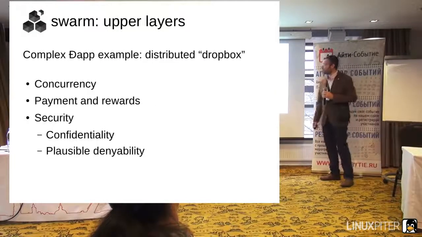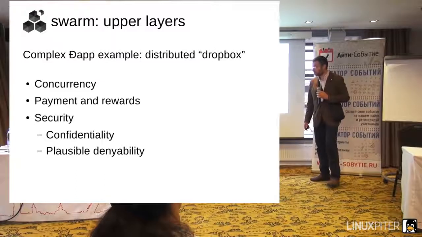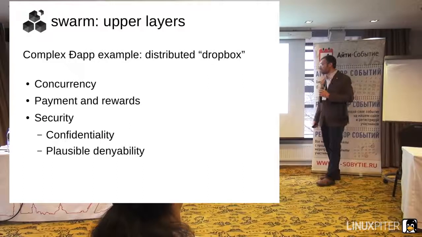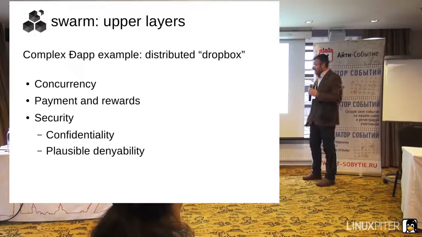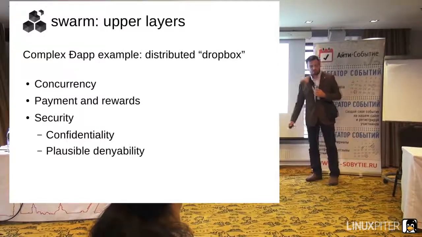So let's look at something that is more complicated, a distributed Dropbox. There's concurrency, there's payment and rewards, and there are security properties. So this is work in progress, we don't have it yet.